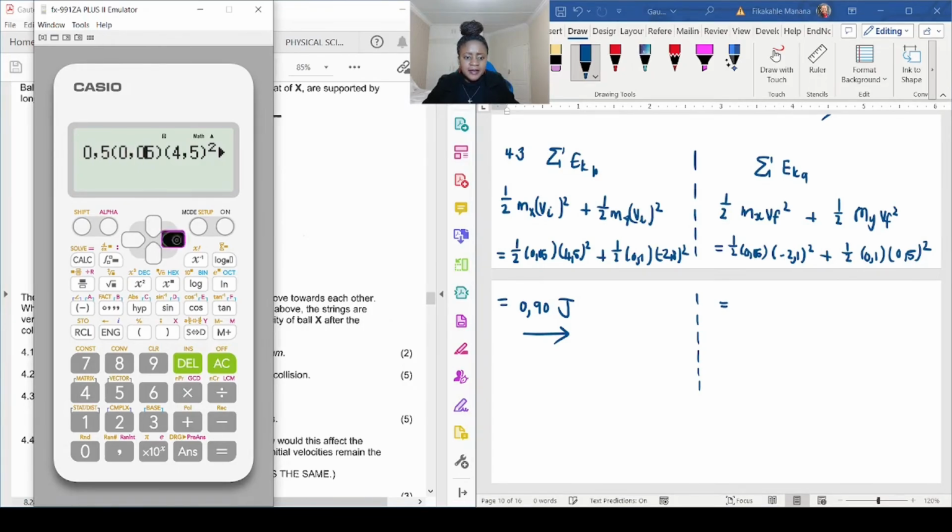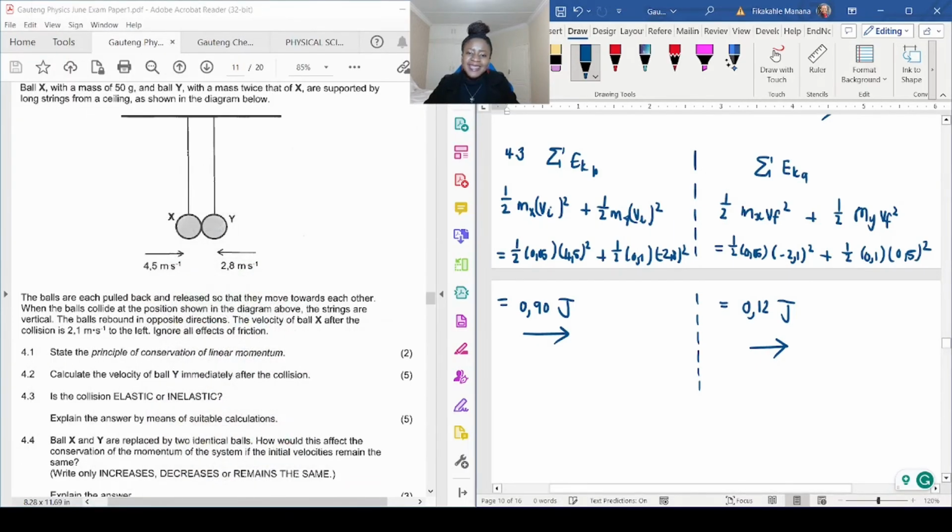Now I have 0.5 times 0.05 times negative 2.1 squared. Don't really have to put the negative, but I'll just put it. Okay, and then we have 0.5 times 0.1 times 0.5 squared. Okay, and now that is 0.12 joules.